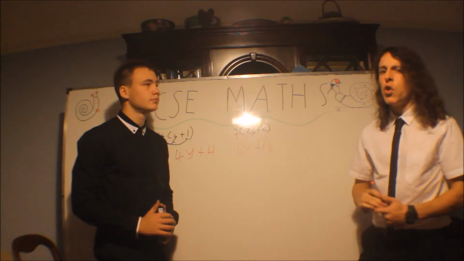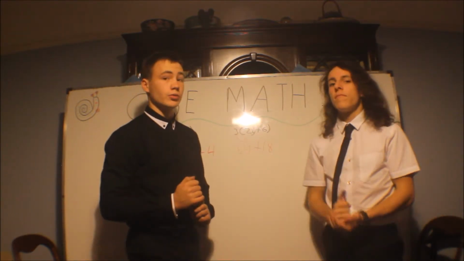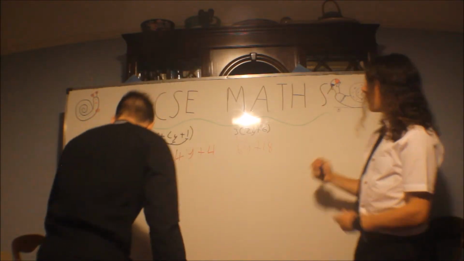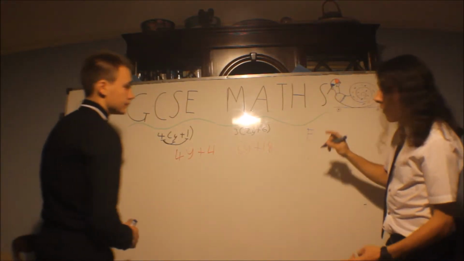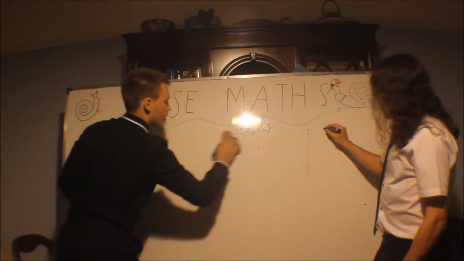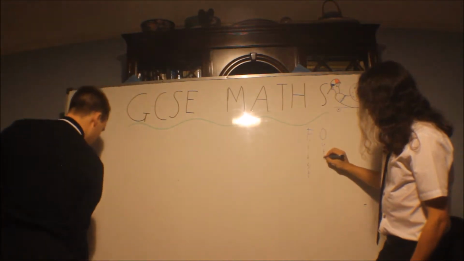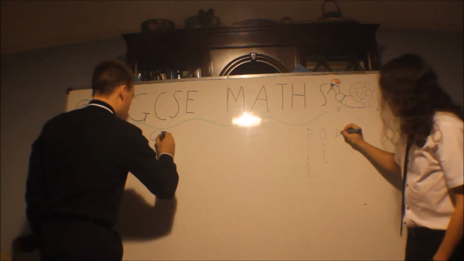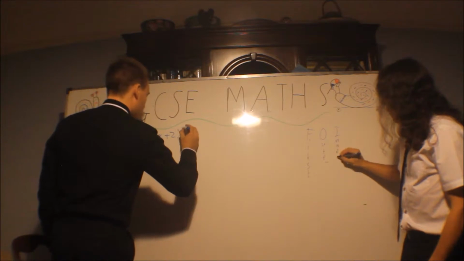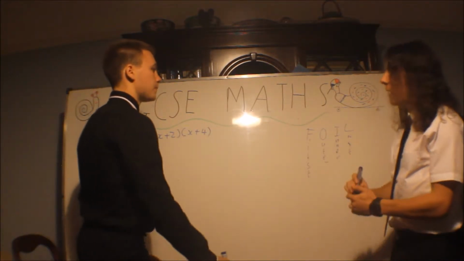But Wayne, what if you had two brackets? Well, we use a method called FOIL. You might have used it yourself. Where F means the first numbers, O means the outermost numbers, I means the innermost numbers, and L means the last numbers remaining.